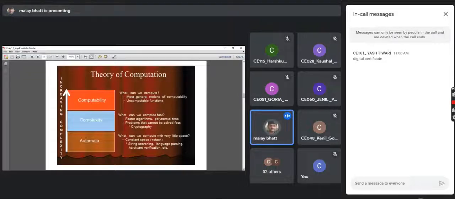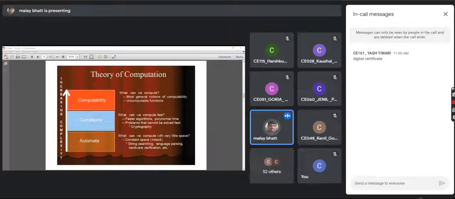So string searching through automata is possible. Language parsing, whether a statement is syntactically valid or not. When you write any programming language statement, you need to check, does it have a syntax error or not. So when you consider such an example, it is nothing but an application of automata.